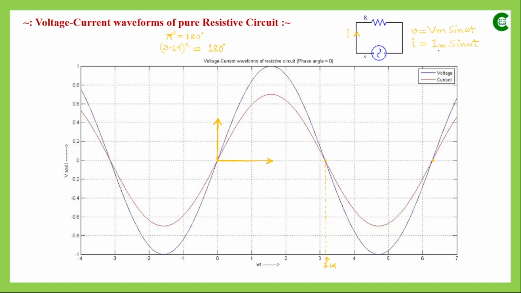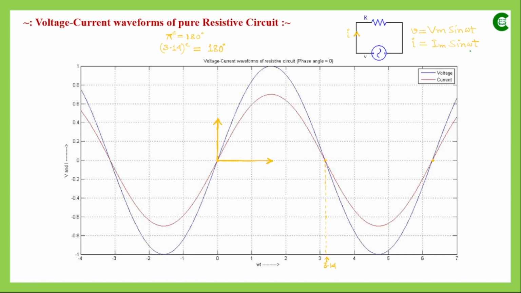So we are representing here by some other symbol, which is Im, and it is sine omega t. So if we put omega t is equal to 0, the value of this voltage will be 0. If we put omega t is equal to 0, the value of the current signal will also be 0. If we put omega t is equal to pi by 2, that means sine omega t will be 1. So we will have Vm, that is the maximum value of peak, it will be at peak.